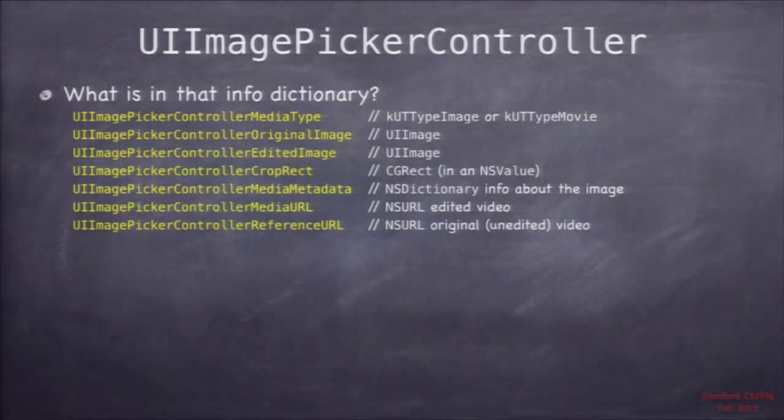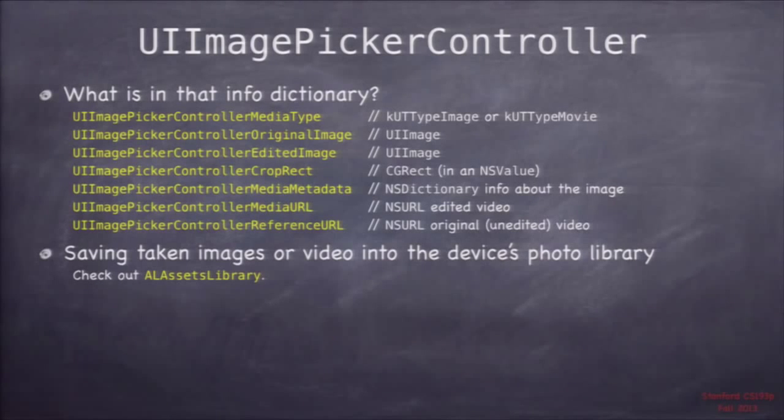So what's in that dictionary that you get back? If the user did finish picking with the info, what's in it? There's the image that they took, both the edited image if they zoomed in and cropped it, and the original image if they didn't. Whether they did or not, the original image is in there. If they cropped it, it'll tell you the rectangle inside the image that they cropped to. If it's a video, you're going to get a URL to a file with the video in there. So that's how video comes back to you, as a URL to some file.